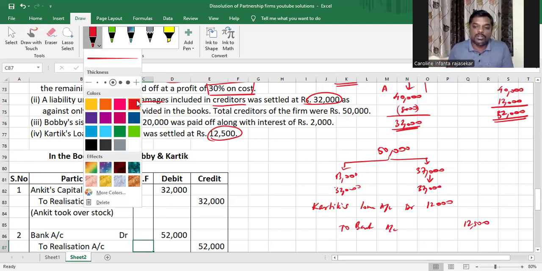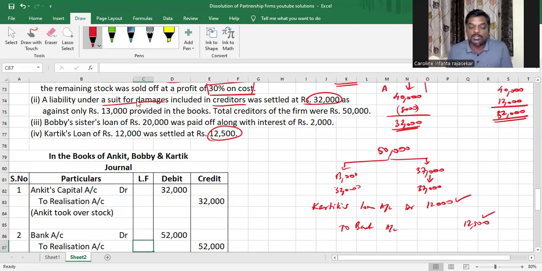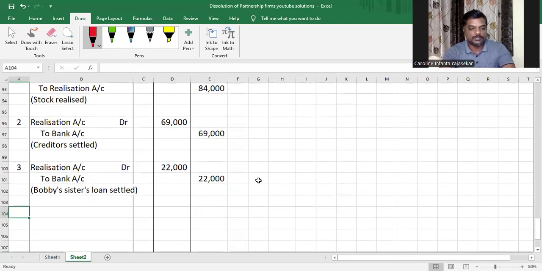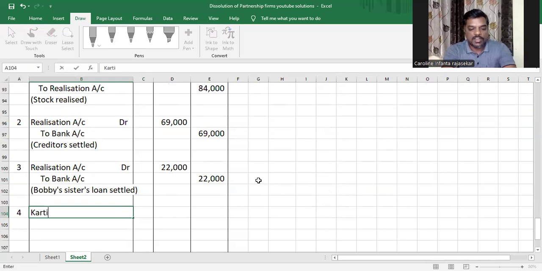So Kartik's loan account is only 12,000, but we paid 12,500 for that, which means there is a loss of 500, and all loss will be debited to the realization account. Understood or not, my dear children? So the journal entry here would be Kartik's. It's a beautiful question, my dear children. It explains two important concepts for us.